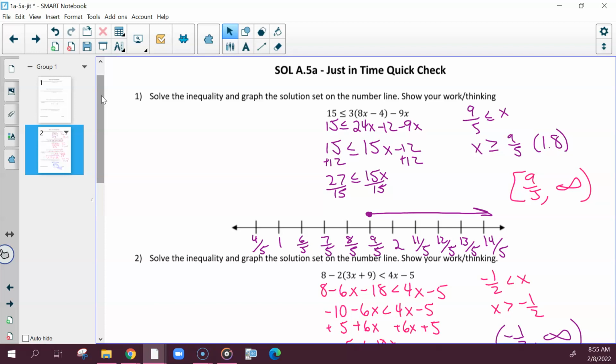So add, divide. Remember that if you divide by a negative, your sign changes direction. In this first one, that did not happen, so we don't have to worry about that.